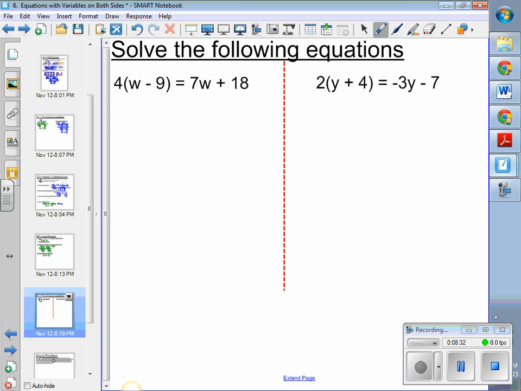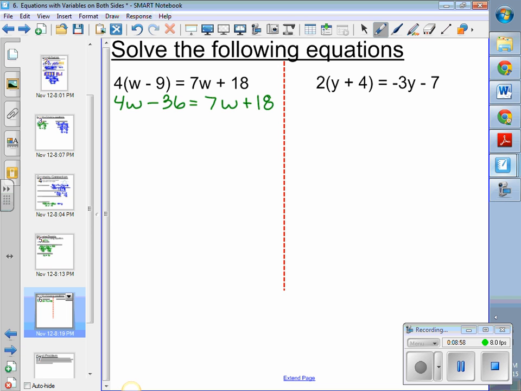Okay, solve these equations. And as always, you are invited to pause this, do them on your own, and come back and check out my solved equations. We're going to distribute 4 times w, and then 4 times 9 is 36, equals 7w plus 18.